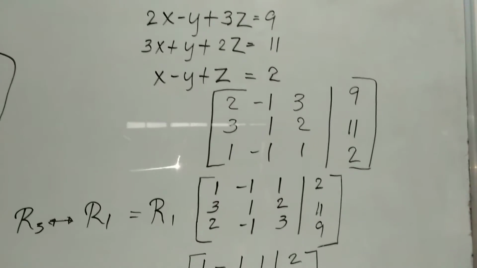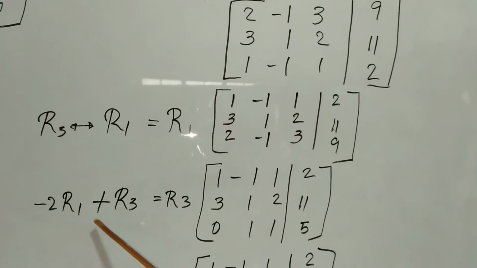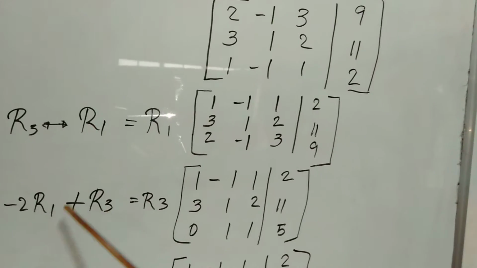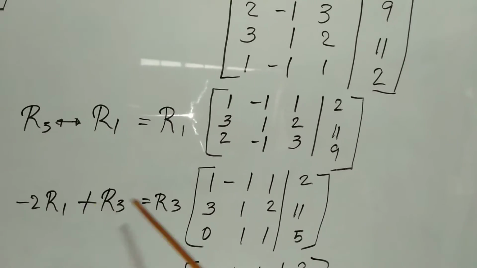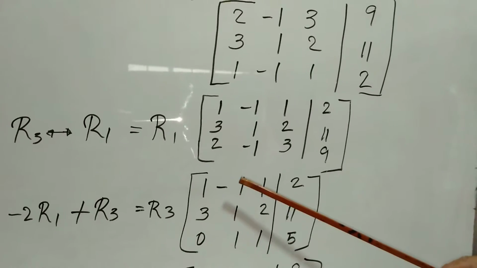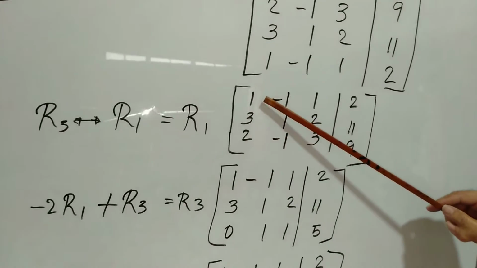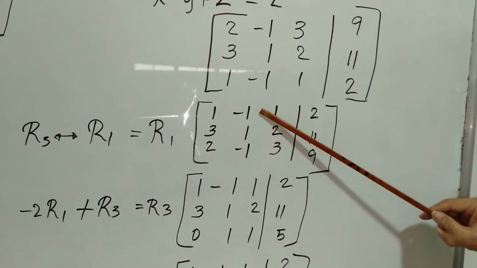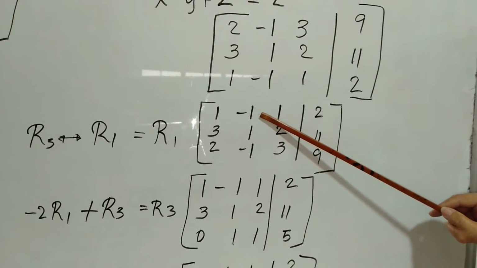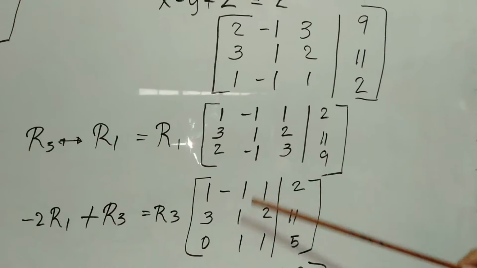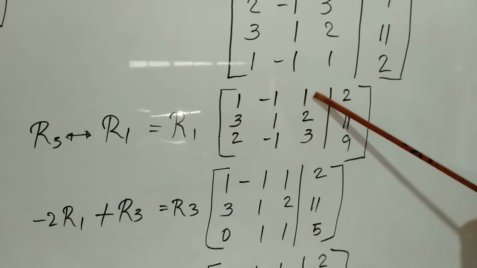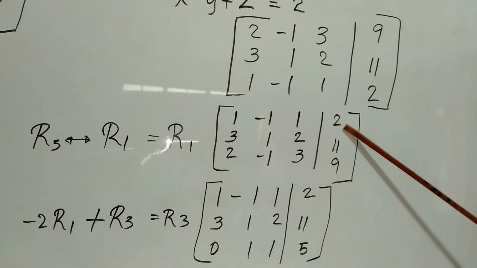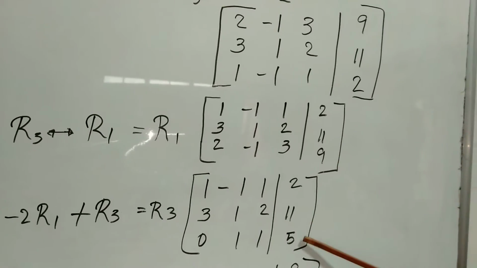So for the next step, you multiply row 1 by negative 2 and add the product to row 3, and put our final answers in row 3. So negative 1 times negative 2 plus 2 is 0. Negative 1 times negative 2 is 2 plus negative 1 is 1. 1 times negative 2 is negative 2 plus 3 is 1. 2 times negative 2 is negative 4 plus 9 is 5.